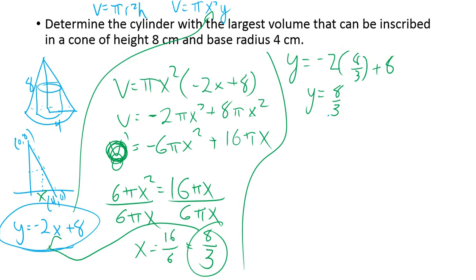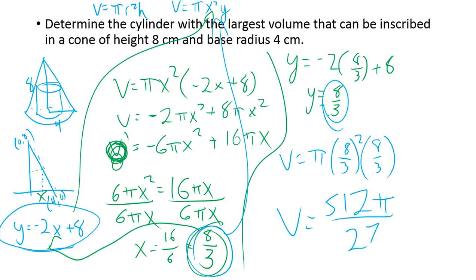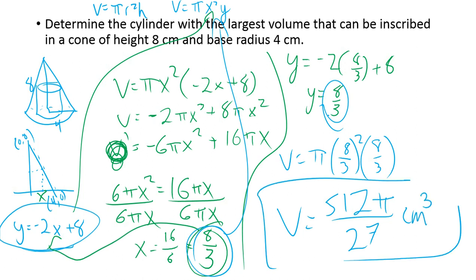And we plug this, along with this, into our volume formula to find what V is. Pi times 8/3 squared times 8/3, getting us our magical volume of about 512 pi all over 27 centimeters cubed. And there's our volume.